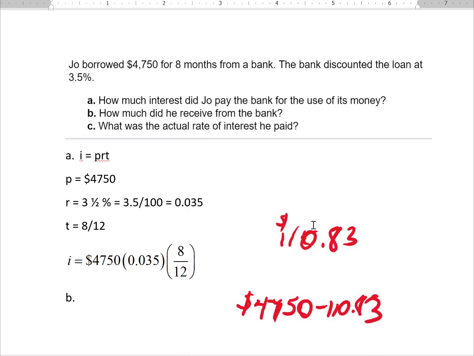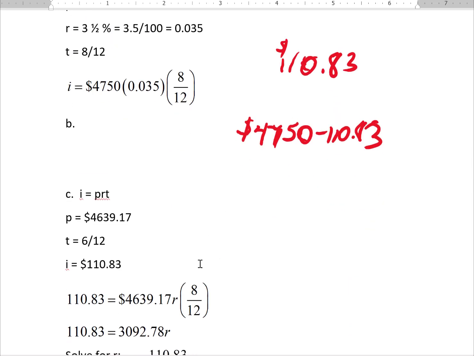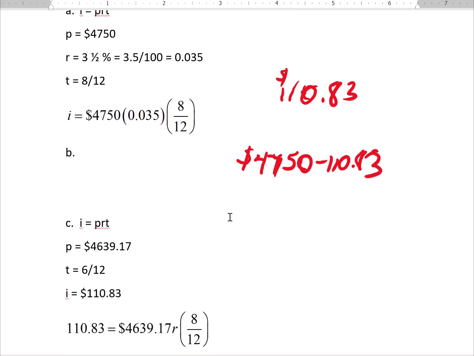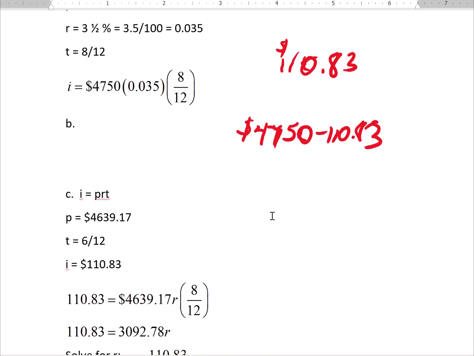$46,389.17. And I'm going to be using that in part C in order to calculate what the actual interest rate was, because remember she's actually paying more interest than stated because they don't actually give her the total amount when she goes to the bank to pick up the loan.